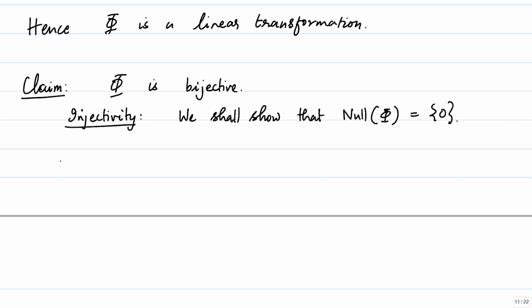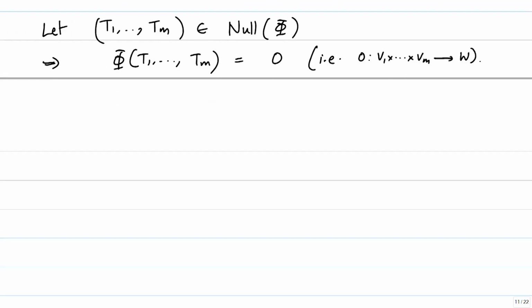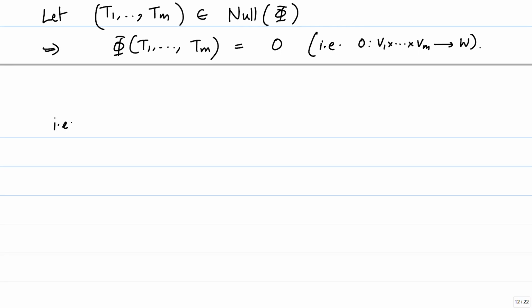So what is the meaning of something being in the null space of phi? So let T1 to Tm be in the null space of phi. This means that phi of T1 to Tm is the 0 map. So recall that this is the 0 map from V1 cross V2 up to Vm into W. That is what this means. Okay, let's try to see what this means.